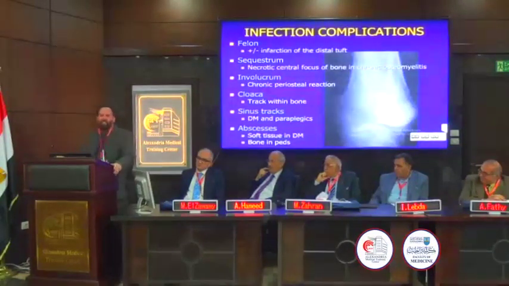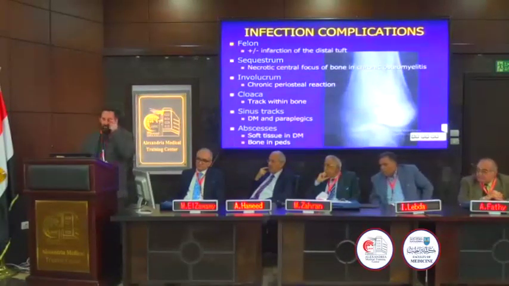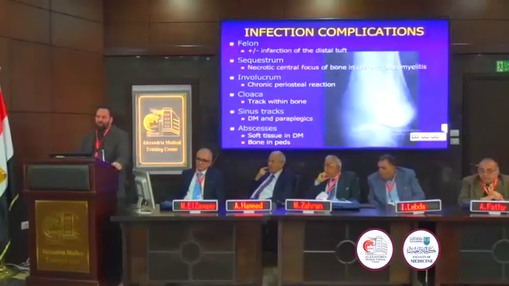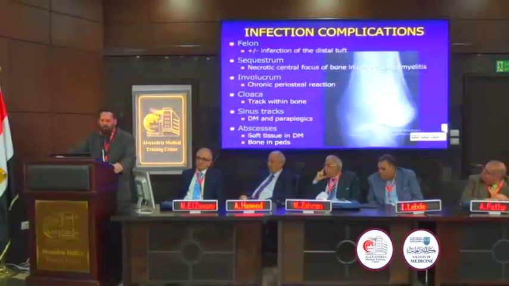Okay, so we did chronic infections and abscesses, and they're all related to infection complications. We talked about a sequestrum already. That's a nidus of dead bone in an area of infection. We talked about the involucrum already. That's the chronic periosteal reaction. We talked about the cloaca already. That's the sinus tract that goes to a non-epithelial structure. And we talked about sinus tracts that go to skin. And we spoke about abscesses.